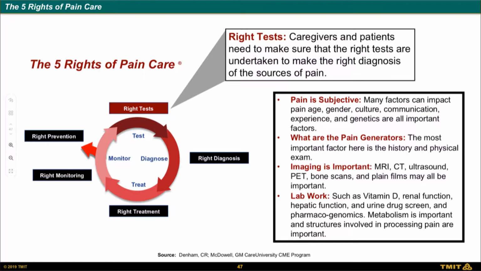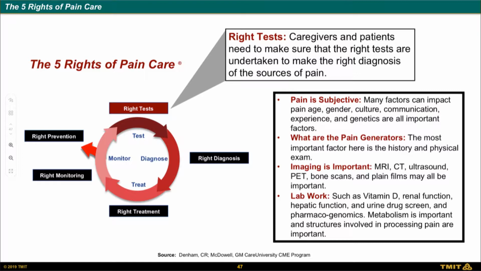The most important thing is a history and physical, but good supporting info is obtaining imaging, and this can be in the form of plain x-rays, MRI with or without contrast. With contrast, if you're dealing with somebody with a potential cancer diagnosis or somebody who has had spine surgery, CAT scans, ultrasounds, bone scans, and sometimes a combination of these may be necessary.